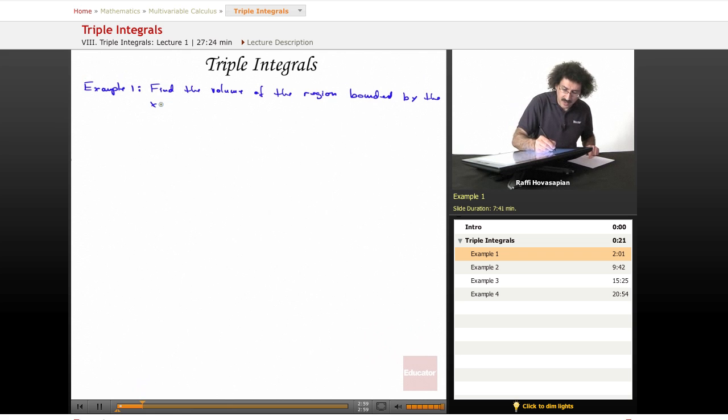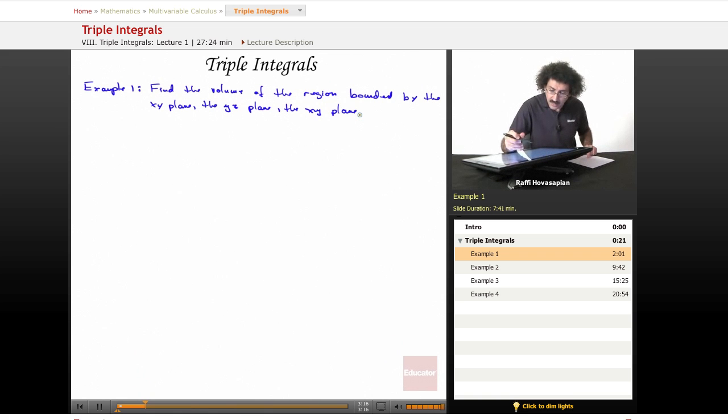the xy plane, the yz plane, the xy plane, I'm sorry, the xz plane. I have xy, I have yz, I should have xz. There we go. The xz plane and the sphere of radius 3, centered at the origin.